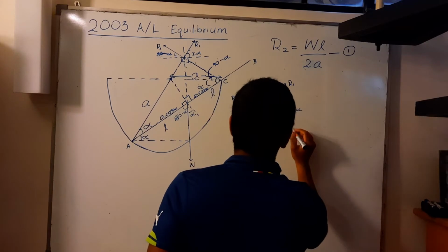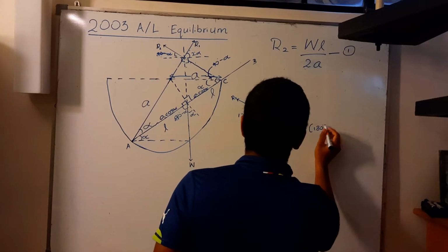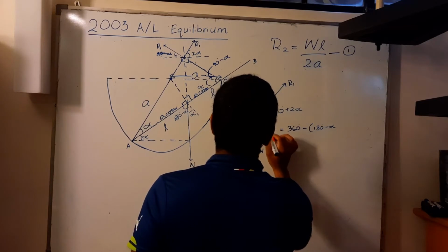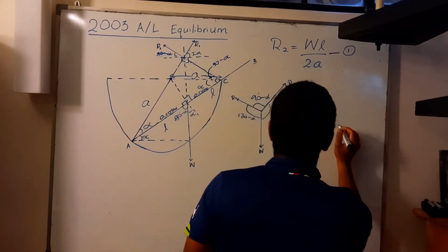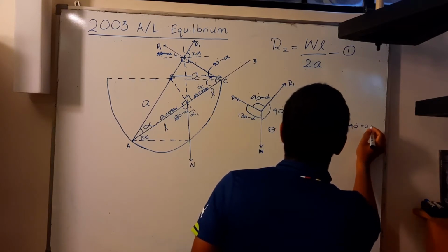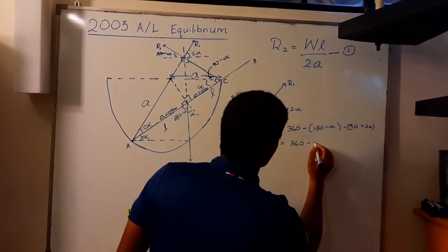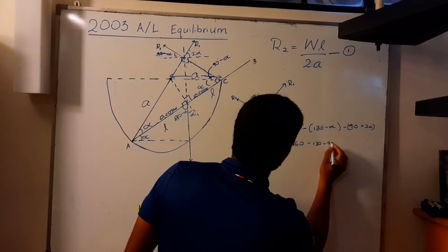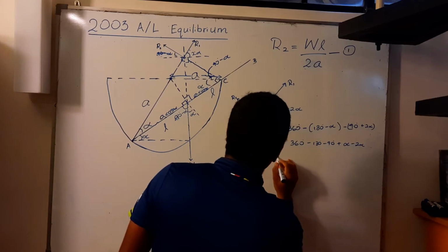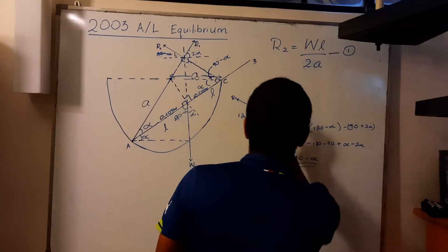I'll show you how it's done. So 360 degrees minus 180 degrees minus alpha, minus 90 degrees plus 2 alpha, and this angle I'll say is theta. So theta equals 360 degrees minus 180 degrees minus 90 degrees plus alpha minus 2 alpha. Therefore, this angle equals 90 degrees minus alpha. So that's how you get that angle.